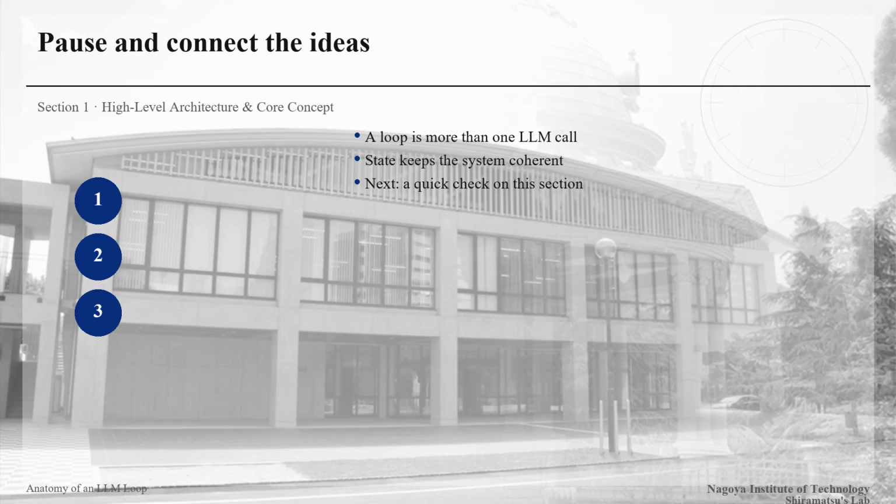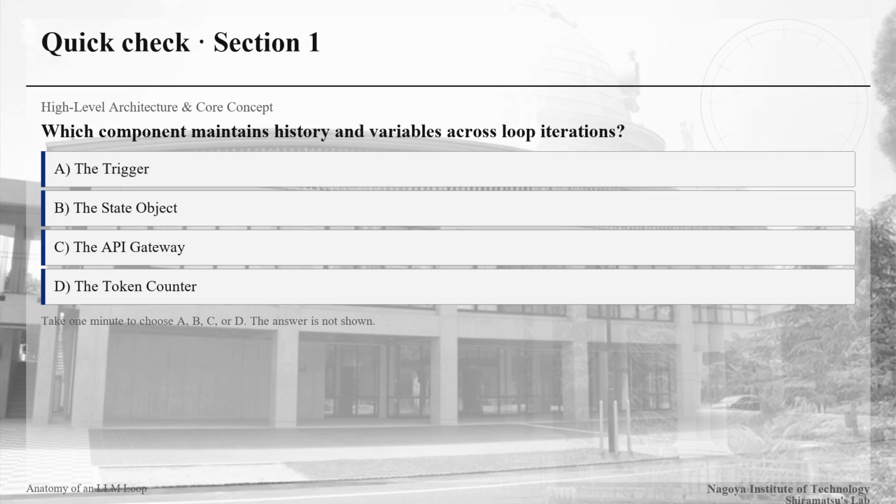Now the quick check. Quick check after Section 1. Which component maintains history and variables across loop iterations? Choose A, B, C, or D. Take 1 minute to think, then choose A, B, C, or D. The correct answer is not shown.